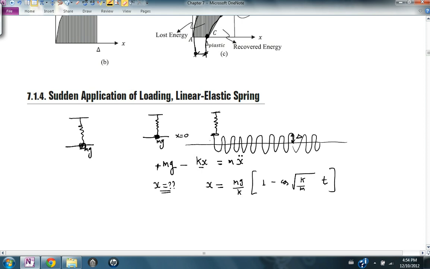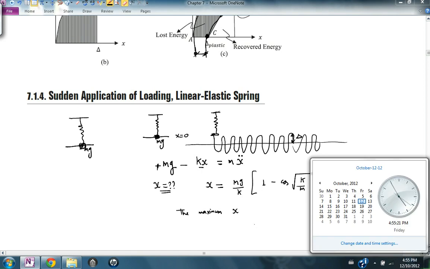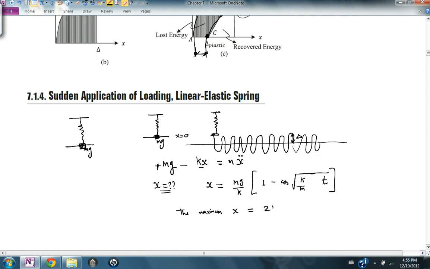And notice that the maximum x occurs when cosine of the square root of k over m times t is equal to -1, which means that the maximum x is equal to 2mg over k, which is equal to 2 delta. So what does this mean?